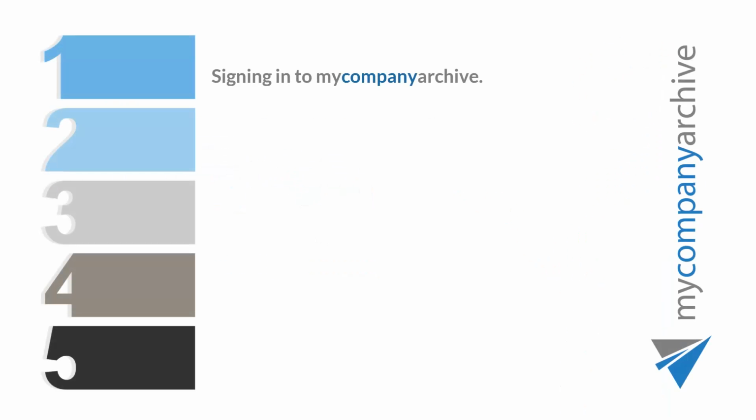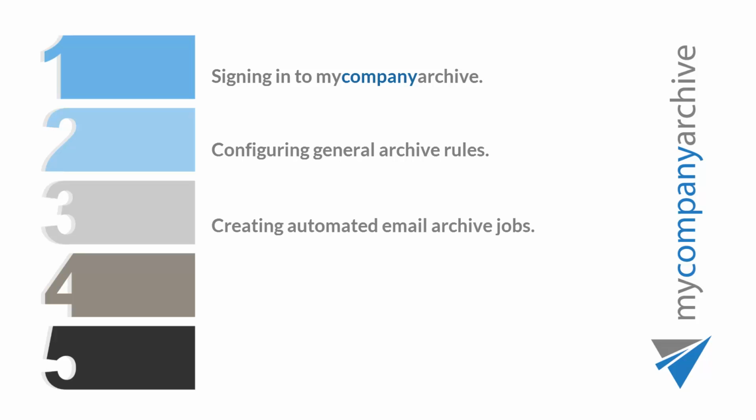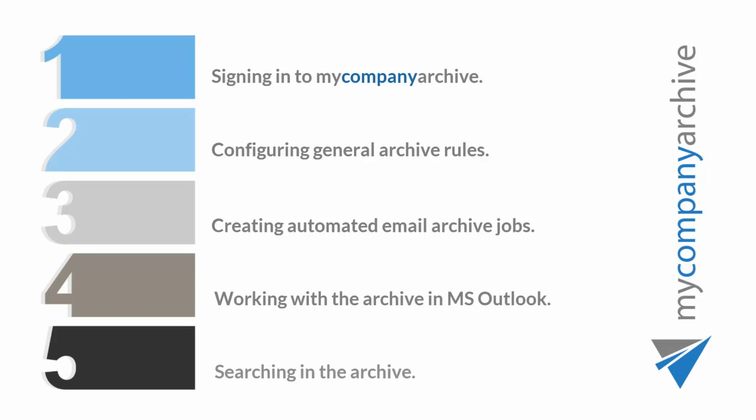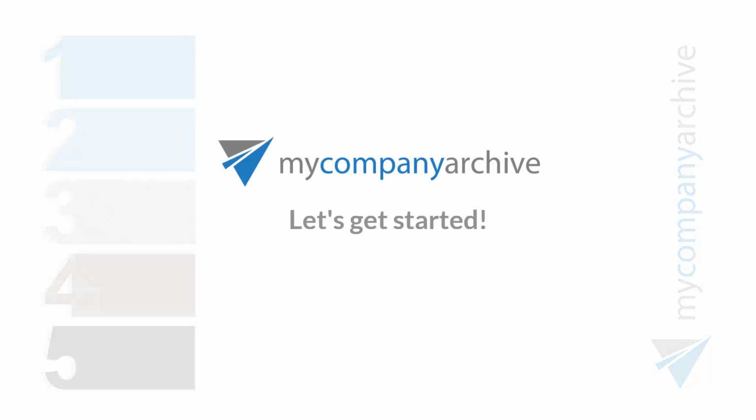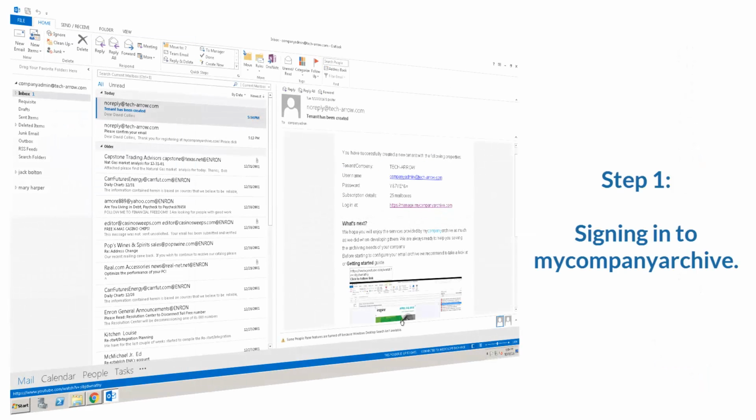Signing into My Company Archive, configuring general archive rules, creating automated email archive jobs, working with the archive in MS Outlook, searching in the archive. Let's start with it. Step 1. Signing into My Company Archive.